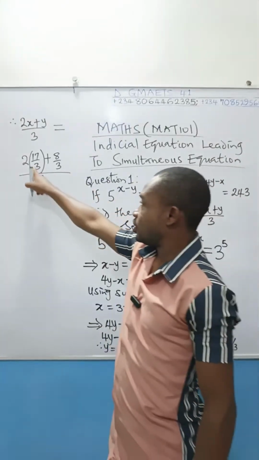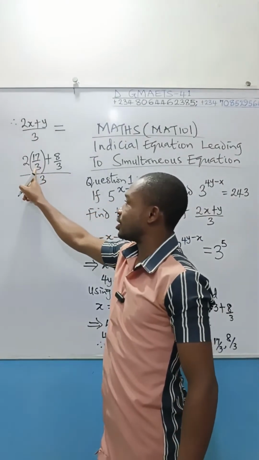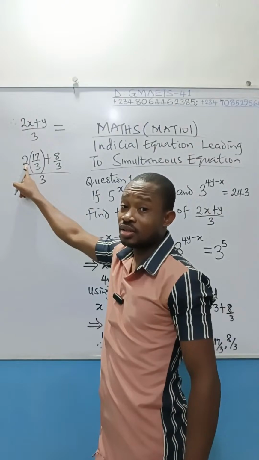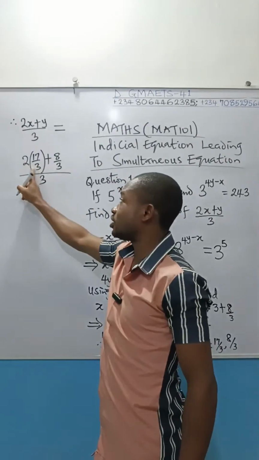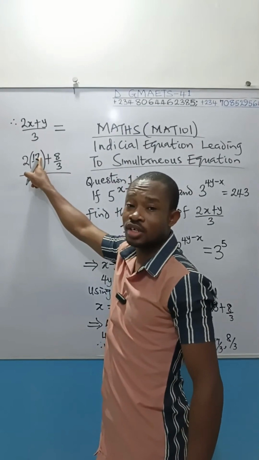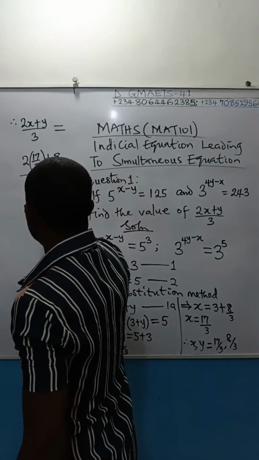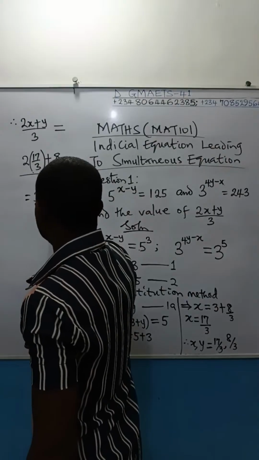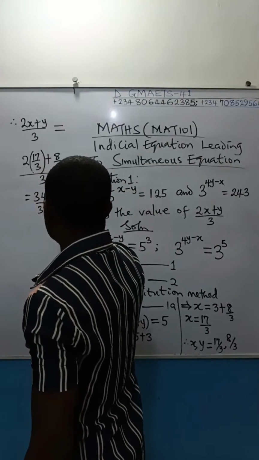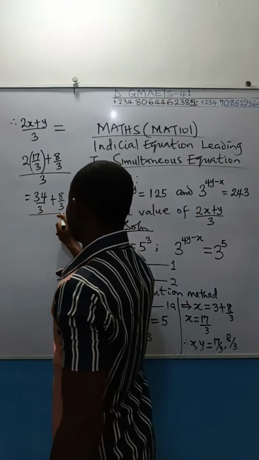Simplifying further, if you open up this bracket, this 3 cannot divide this 2, you know that. They can't reduce. So multiply 2 by 17, you get 34. This term is equal to 34 over 3 plus 8 over 3. Divide everything by 3.